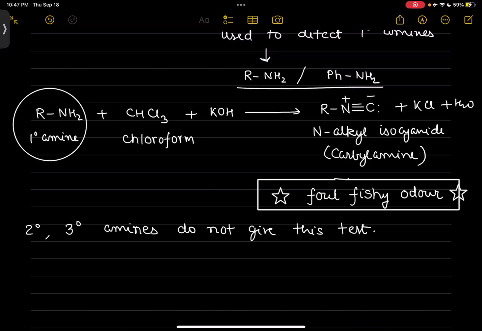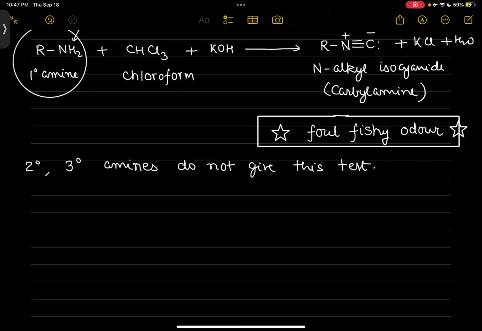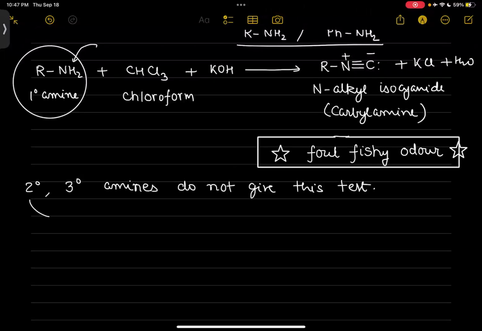Look here, the answer lies in the number of hydrogens. You have two hydrogens on the primary amine. Suppose you take a secondary amine, which is having just one hydrogen and two methyl groups.